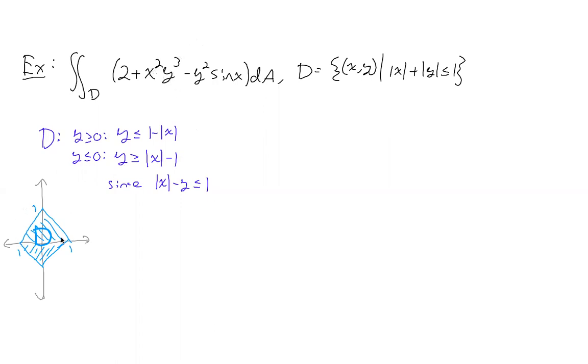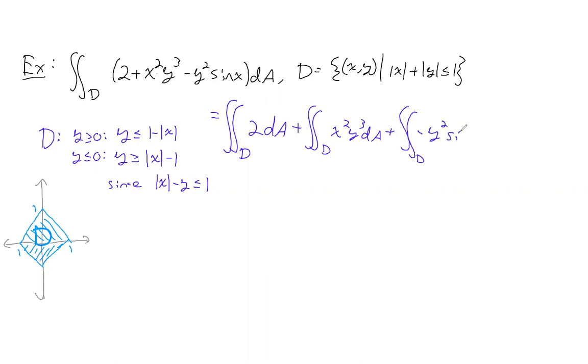And automatically we see that it's nice and symmetric, so maybe we can use that to our advantage. So this integral can be rewritten as the double integral over this D of 2 dA plus the double integral over D of x squared y cubed dA plus the double integral over D of negative y squared sine x dA.